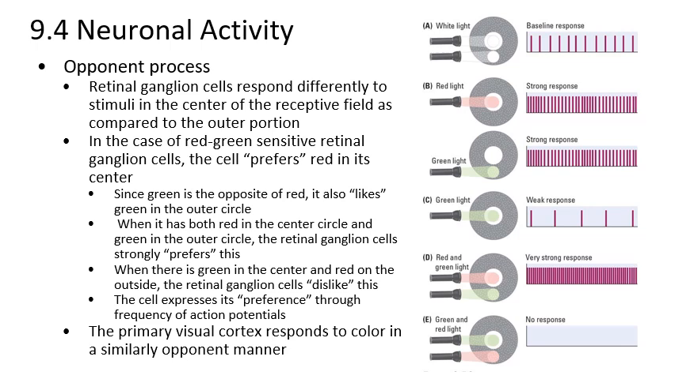When there's red in the center and green on the outside, this is its absolute favorite, and it's a very, very strong response. There's strong contrast between these two colors. And then when there's green in the center and red on the outside, it does not like this, and there's no response. The cell expresses its preference through the frequency of action potentials. So more action potentials for the color combinations that it prefers, and this is how these retinal ganglion cells code for what color they are seeing in the receptive field.